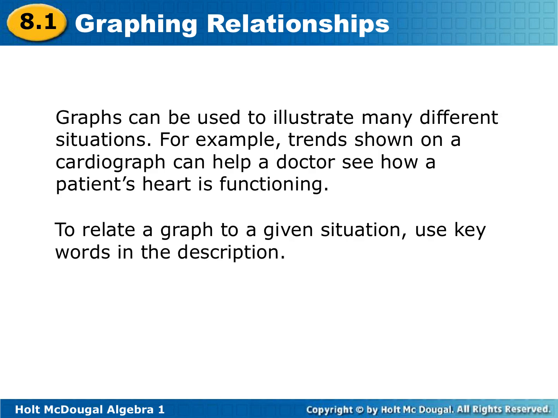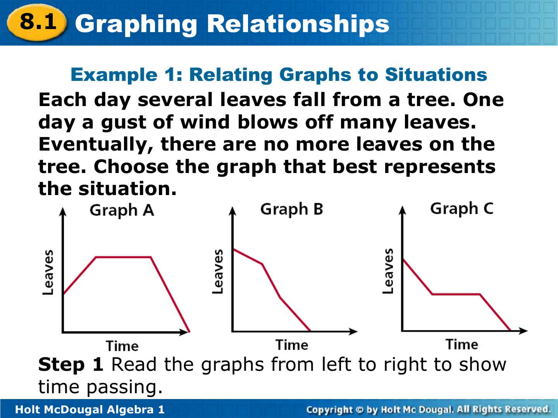All right, so I take a lot of this stuff out of the notes, but this is really good, so I wanted to read it to you. Graphs can be used to illustrate many different situations. For example, trends shown on a cardiograph can help a doctor see how a patient's heart is functioning. To relate a graph to a given situation, you use keywords in the description, okay? So this is going to be one of those scenarios where you've got to look at something, words, and figure out what it's saying and try and tie to it and then choose the best descriptor for it, okay? So here is the first example.